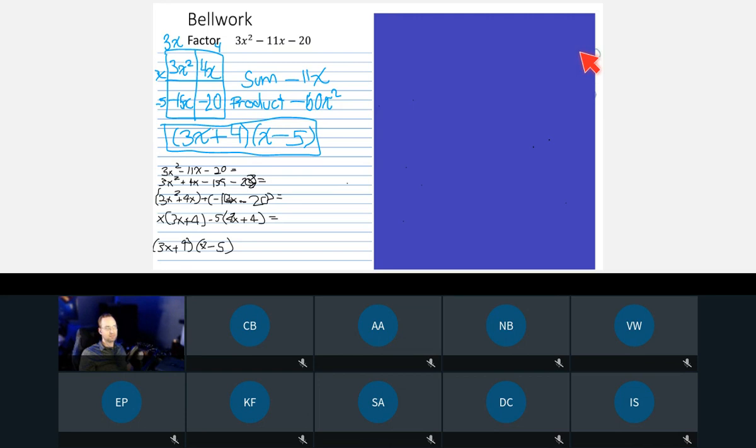Over here I have the sum, which is supposed to be the middle one, -11x, but the product is supposed to be the first one times the second one, which is -60x squared. So I was looking for two numbers that added up to -11x and multiplied to -60x squared. I found 4x and -15x. Then I found the common factor between these two numbers was 3x, and the common factor between these two numbers was x, and then I filled in the rest to multiply up to each one. And then I had 3x plus 4 and x minus 5.